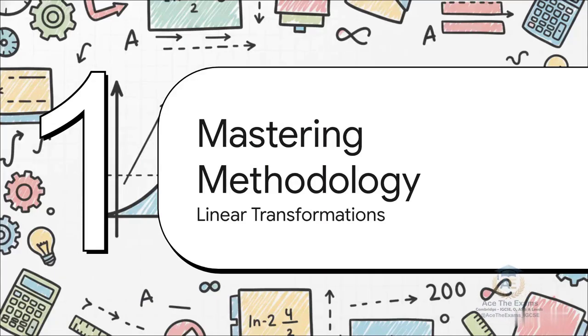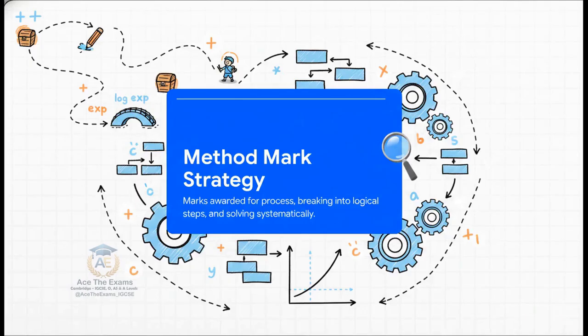Section 2, Mastering the Linear Form. This is where we get into the actual mechanics of the transformation. All right, out there on the exam paper, you are going to encounter 2 very common enemy types. The power function, which is y equals k times x to the power of n, and the exponential function, y equals k times a to the power of x.